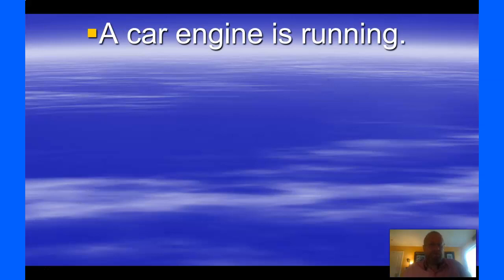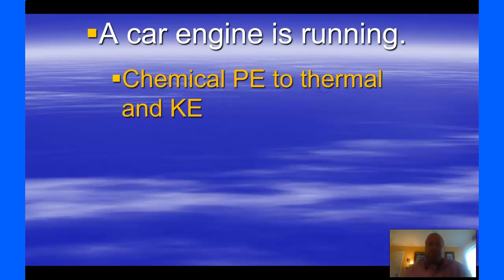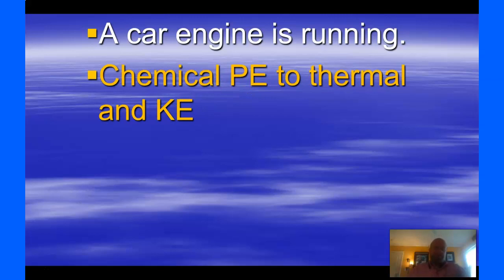To the right of that, picture of a car. A car engine is running. What do cars run on? Gasoline. Gasoline is stored chemical potential energy. And what does the engine turn it into? Well, it gets warm, so heat, and it runs and moves forward. There's parts moving, so that's kinetic energy. So chemical potential energy into thermal energy and kinetic energy.